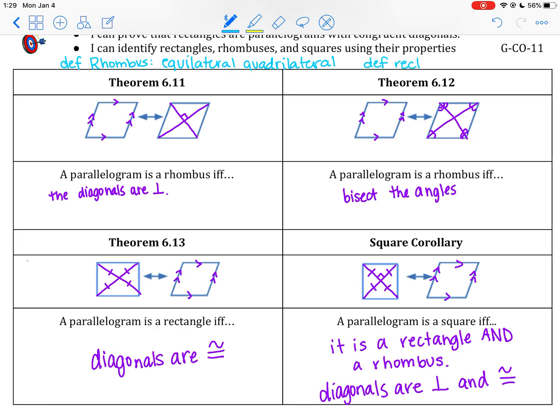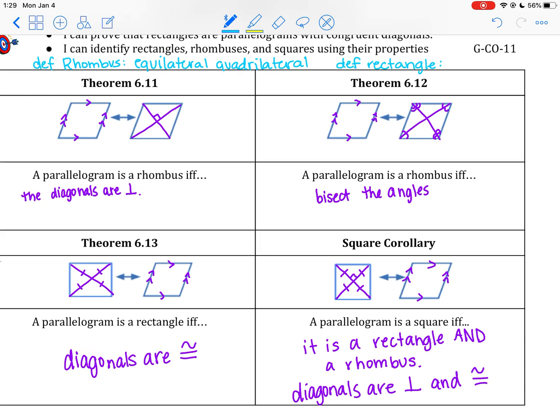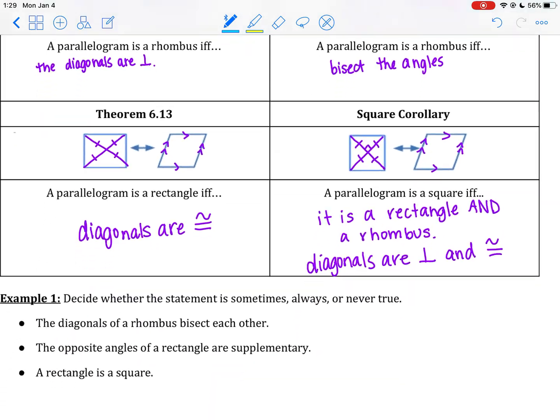And the definition of a rectangle is an equiangular quadrilateral. So if all of the angles are the same, which have to be 90 degrees, then it's a rectangle. For a square, the definition is that it is a regular quadrilateral, meaning that all of the angles and all of the sides are the same. So those can also be used, but those are from previous times.